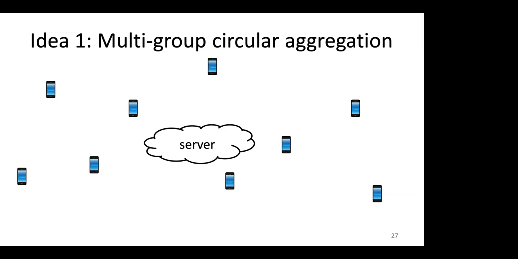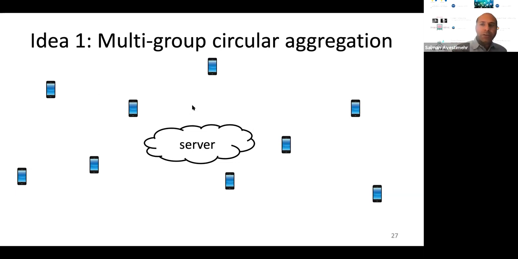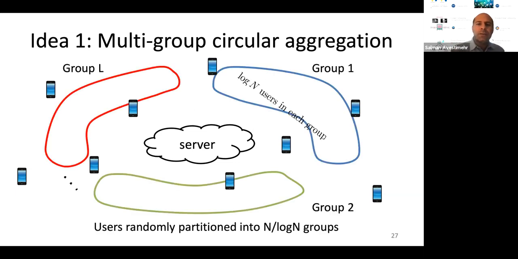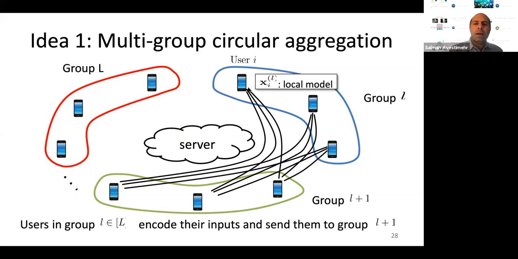Okay, thank you. All right, so as I mentioned, for the first part, we are going to use circular aggregation. There is no magic there. The idea is that you partition the users into groups of size log n, and there are going to be n divided by log n groups. Each user is going to pass the model to users in the next group. There is no need for direct links between the users. Everything here is assumed to be over the internet, and all of this may go through the cloud, through the server, etc. So these links are just higher level links that they can communicate with each other, so they can pass the model to the next group.